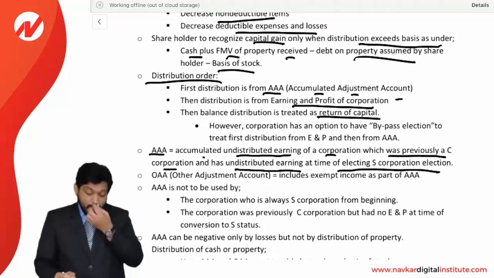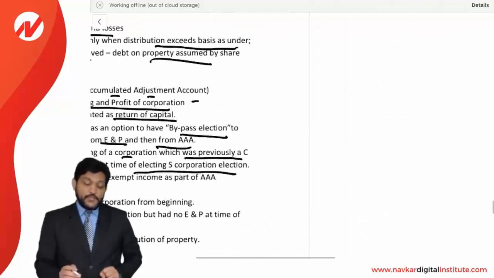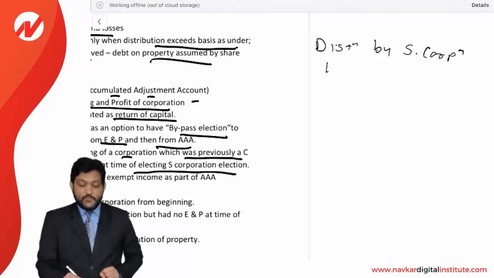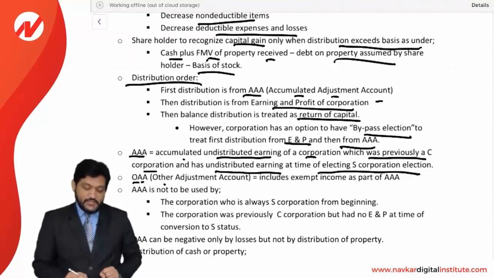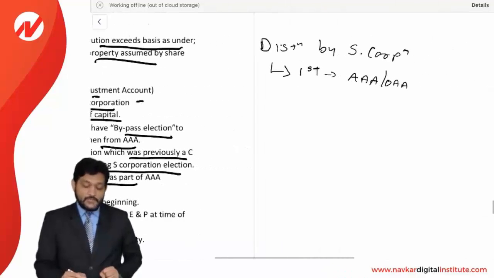Okay. However, a corporation has an option to have a bypass election to treat the first distribution from ENP and then from AAA. Okay, what do they want to say? Whatever distribution is being made by an S corporation to a shareholder, that distribution will first be assumed from AAA along with OAA, that is other adjustment account. You can see the meaning over here. OAA is given as other adjustment account, that is exempt income, nothing else, but it is a part of AAA.